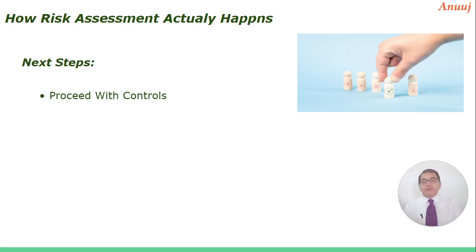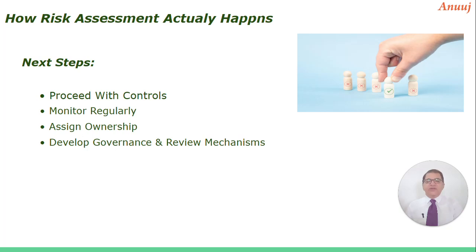As a next step, proceed with controls. What are the gaps that you are not covering in your organization? How would you control them? How would you monitor them? And monitor them very regularly. Reviews need to be done very regularly. A governance mechanism has to be activated. You have to assign ownership to various people in the organization and develop the governance and review mechanisms. And these are very critical things that you need to check when you are doing assessments for your organization.